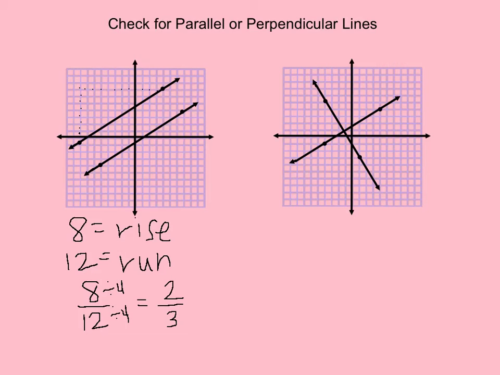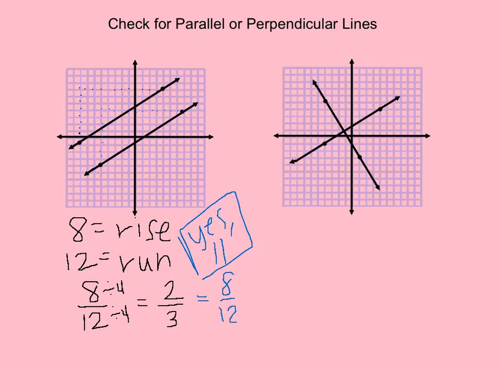So now I need to use a different color to check my other line. I'm going to start at this point down here. I'm going to move to this point up here. I'm going to go up 8 over 12. So my slope is the same. It's 8/12, which means, yes, my lines are parallel.